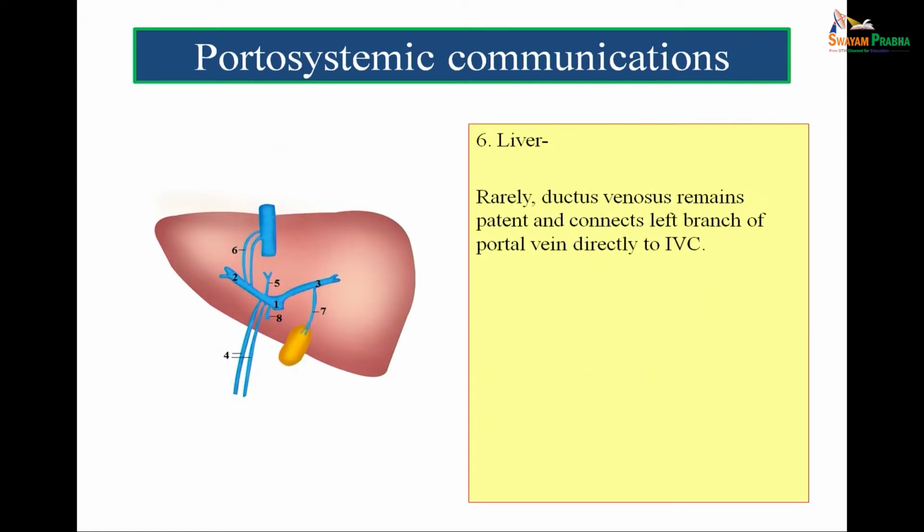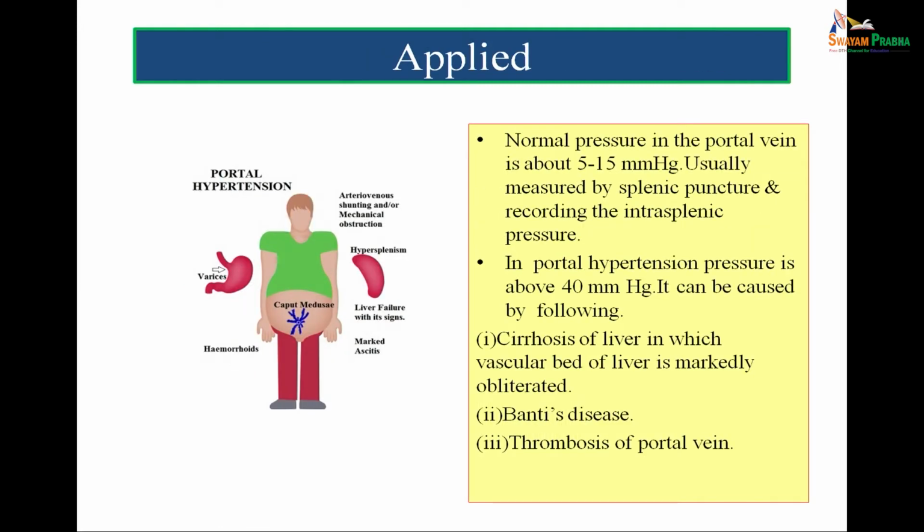Now, in the liver, if the ductus venosus remains patent, you see here marked by 6 in the figure, the ductus venosus is connecting the left branch of the portal vein directly with the inferior vena cava. So, this also is an example of portosystemic communication. Now, see here in the figure on the left hand side the sequelae of portal hypertension. There may be esophageal varices, there may be hemorrhoids, there may be caput medusae, liver failure with its signs. So, all these are clinical manifestations pertaining to portal hypertension.